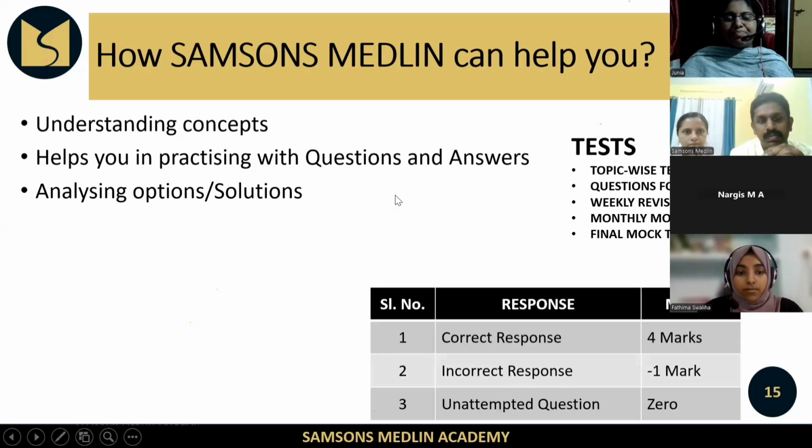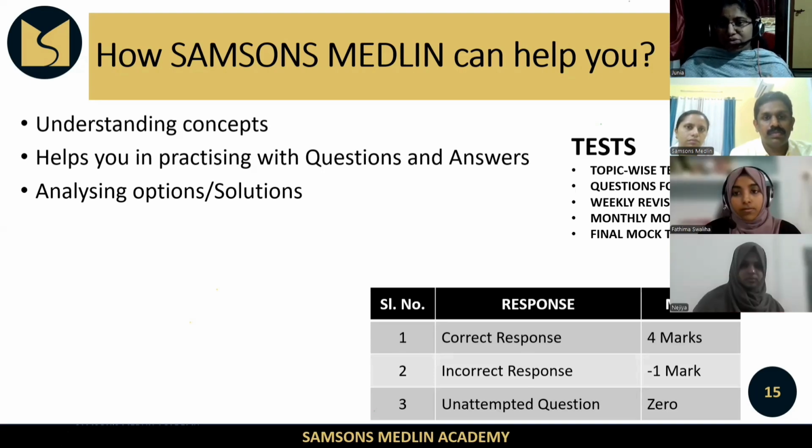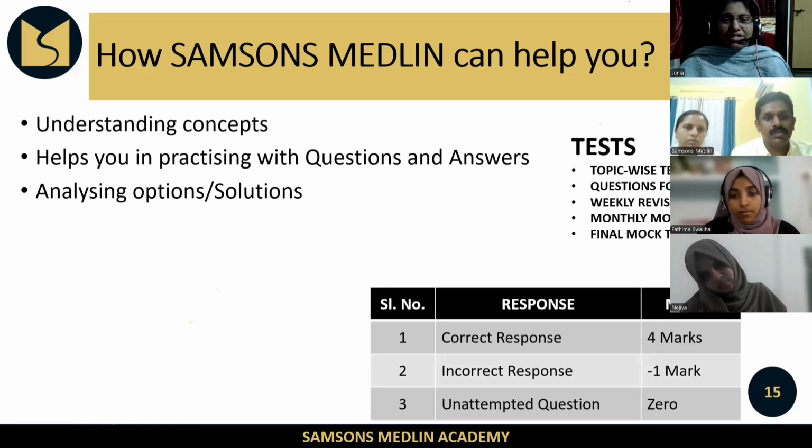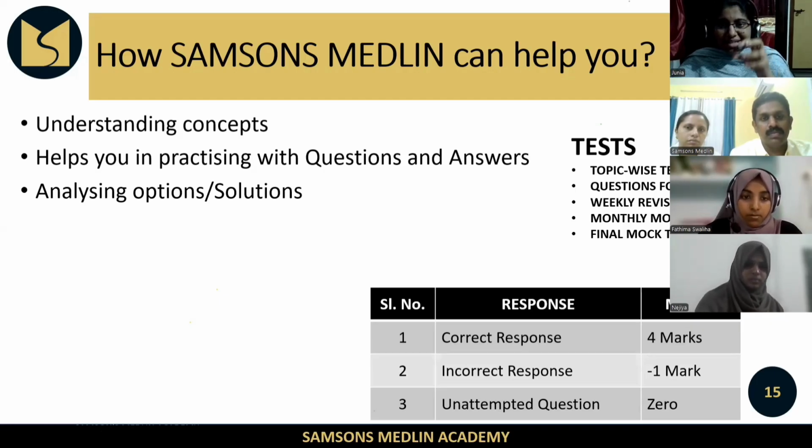Then next is, after reading and understanding the question, the next important thing is analyzing the options or solutions. You know that there will be 4 options. These 4 options can be sometimes very confusing. Sometimes if you're trying to eliminate the different options, maybe 1 or 2 options seem to be correct. So it is a very important skill to analyze the options and take out the correct option from that.